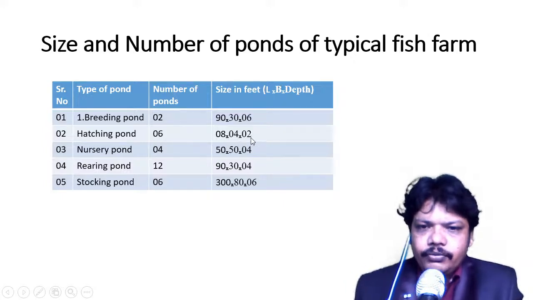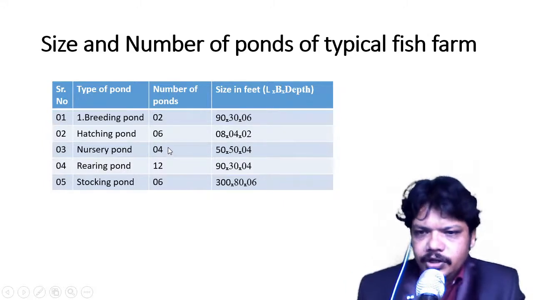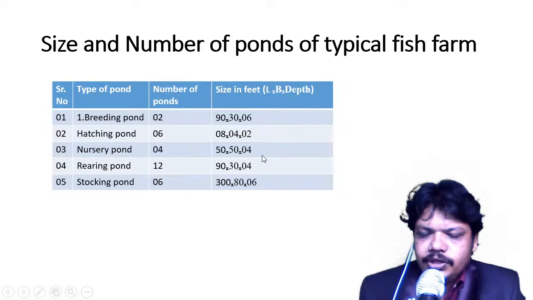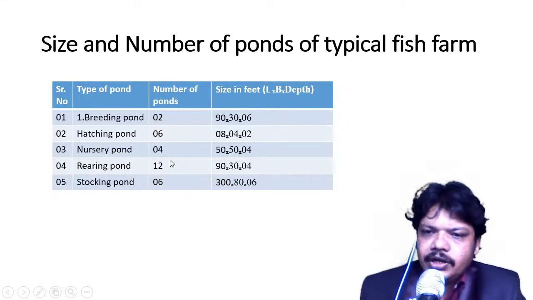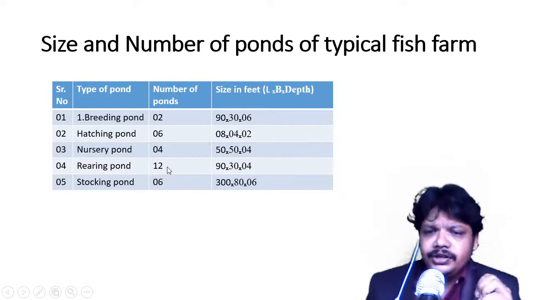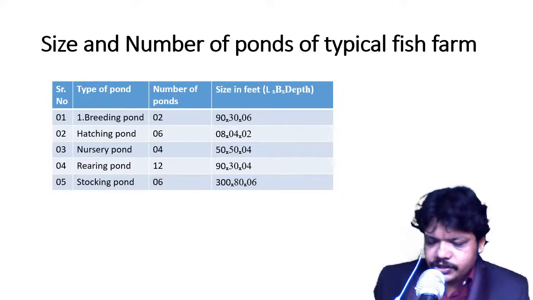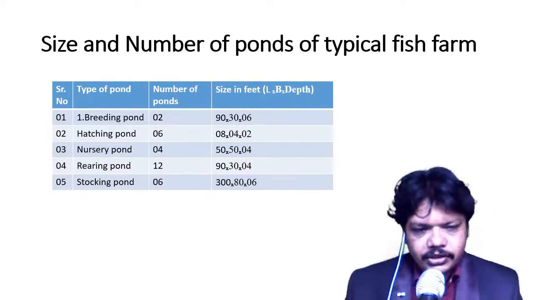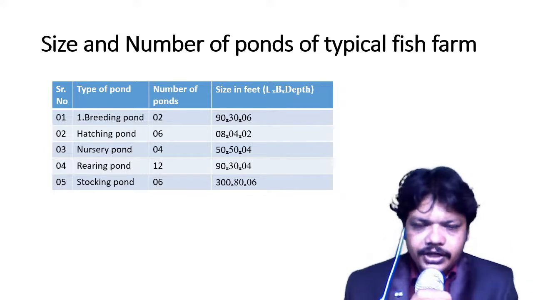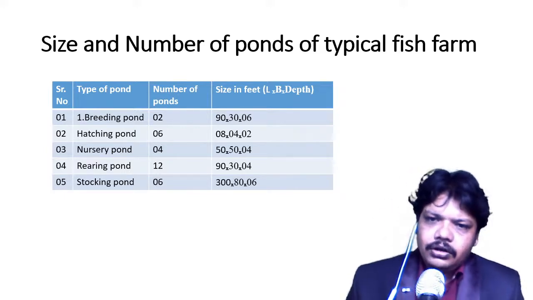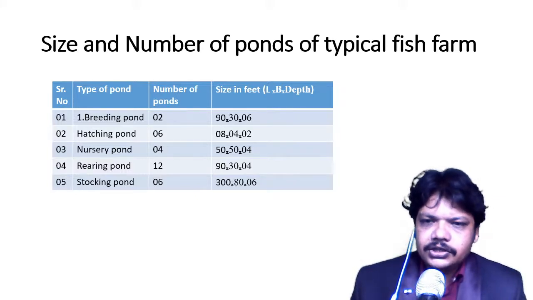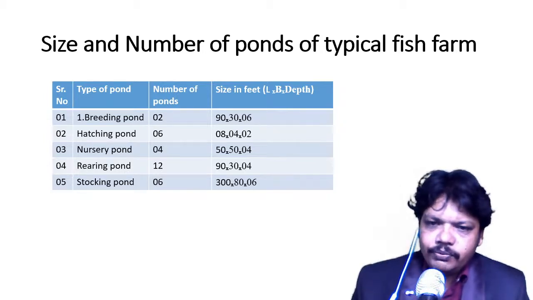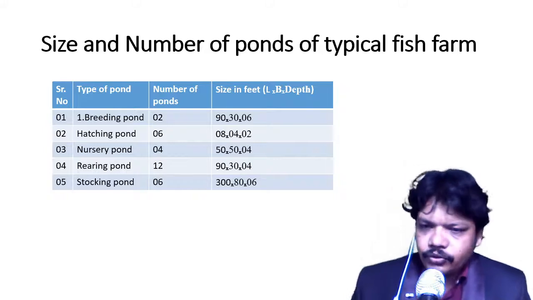Nursery ponds should be 4 in number, and their size should be 50 by 50 by 4, one nursery pond. Again rearing ponds, 12 in number. If we visit any kind of dam or hatching center, like Isapur dam, Mahan Pinjars dam, Katipurna dam, isn't it? So such dams we visited. There we can easily see the ponds, and rearing ponds are 12 in number, and their size is 90 by 30 by 4.